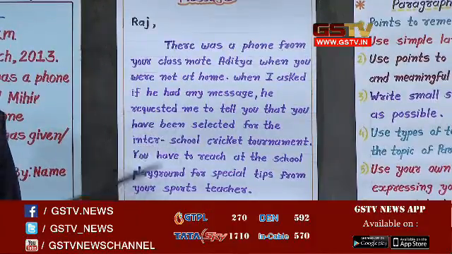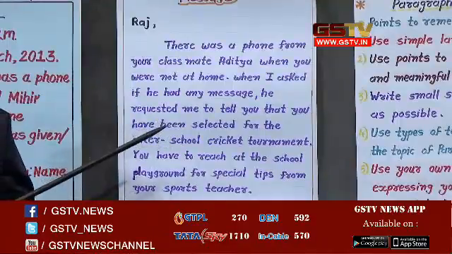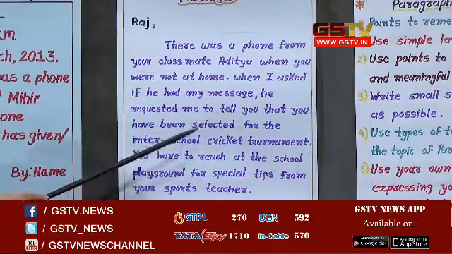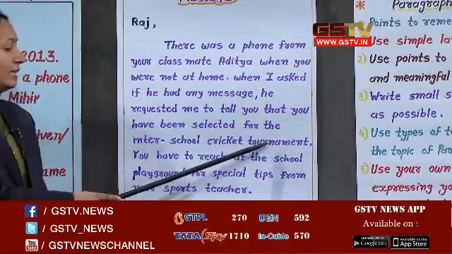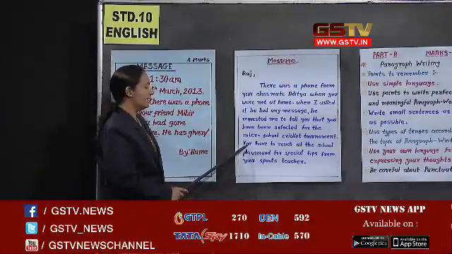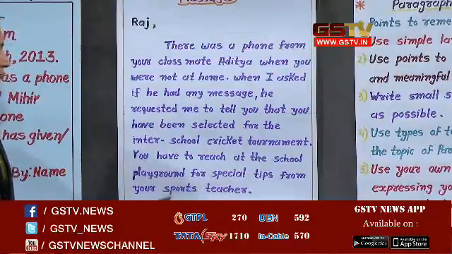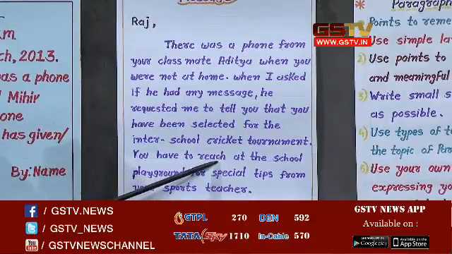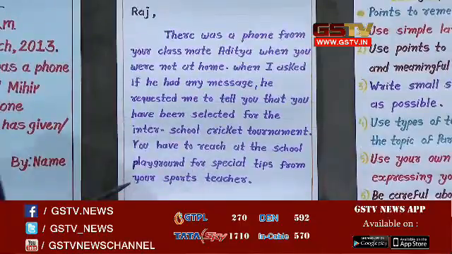The matter is not over, it has not just happened, and the event will come in the future. So here the person has been selected for the cricket tournament, which is in the present perfect tense. Then, 'You have to reach the school playground for special tips from your sports teacher.' This comes in the simple present tense.